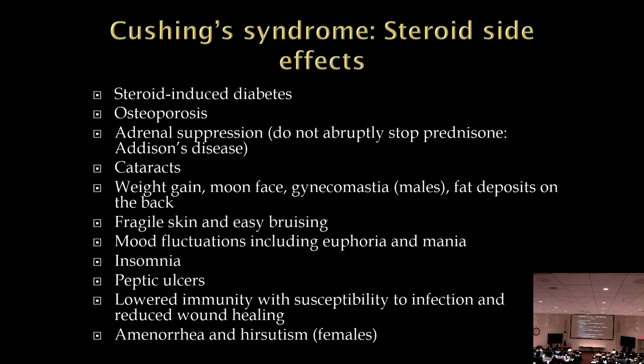We can cause peptic ulcers, so we will often give a medication to prevent that when we start steroids. We worry about putting steroids in a patient, for example, that needs surgery in a month, because it tends to impair wound healing. Patients are a bit more susceptible to infection. And in females, it can cause amenorrhea and hirsutism.